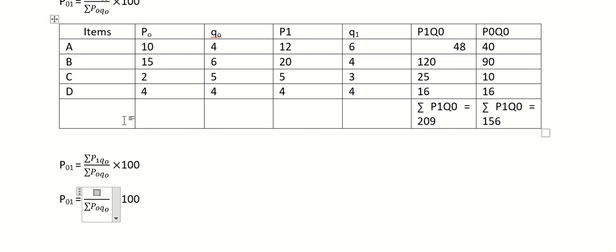So summation of P1 Q naught is 209, and P naught Q naught is 156 into 100. So the answer we have obtained is 133.97. So this is how we have calculated the index numbers as per the first formula, last year's method. Now similarly we have n number of methods to calculate price index. So this is the first one which we have discussed. Now let's move with another one.